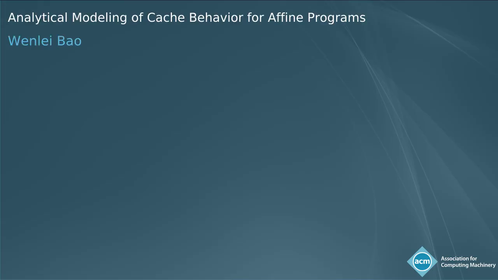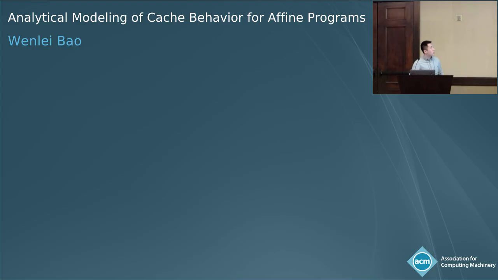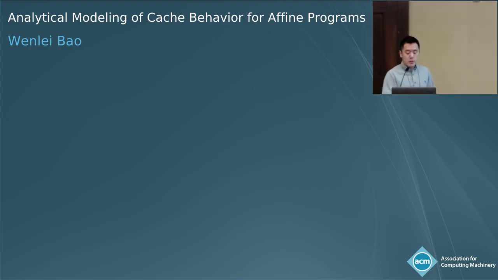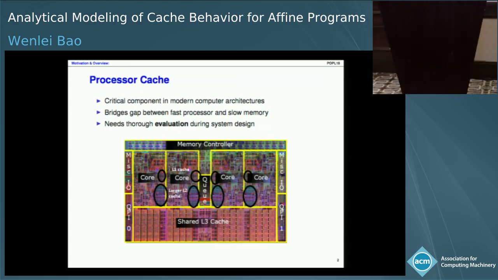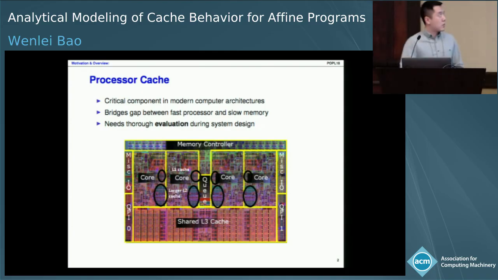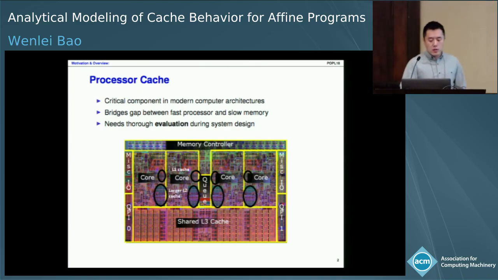POPL'18, and here I'm going to talk about our work, the analytical modeling of cache behaviors for affine programs. Cache is a critical component in modern processors, bridging the speed gap between processor and memory, and so its evaluation deserves to be studied well.